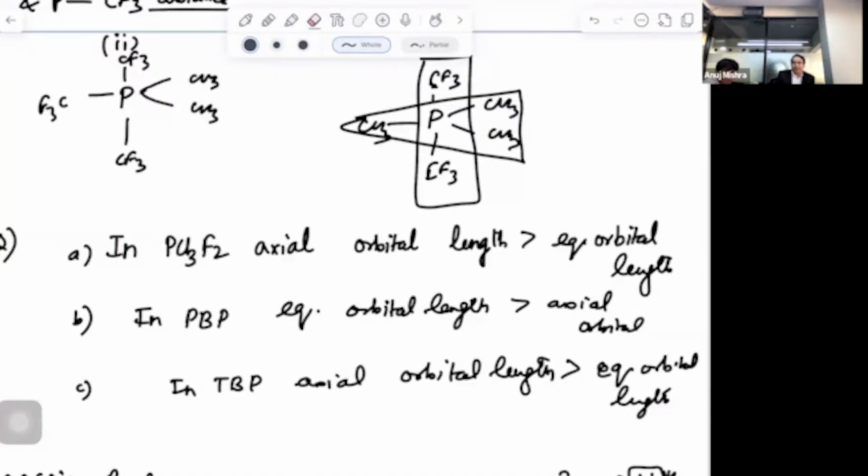And the third option is in TBP, trigonal bipyramidal, axial orbital length is more than equatorial orbital length. You have to tell me which option is correct. More than one option may also be correct. Try. You get the question? 3 options are given. You have to write these options and then decide which is the correct option.